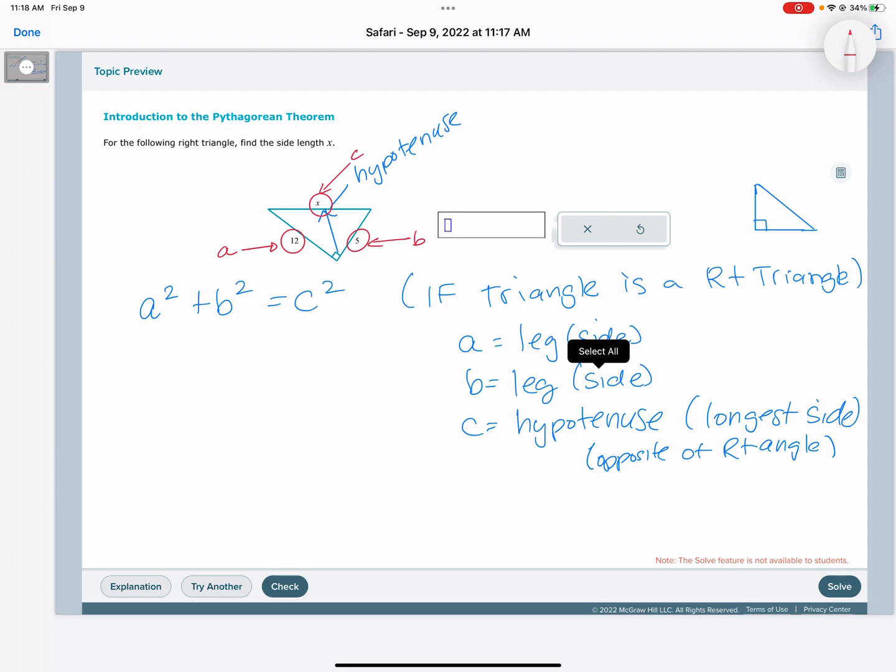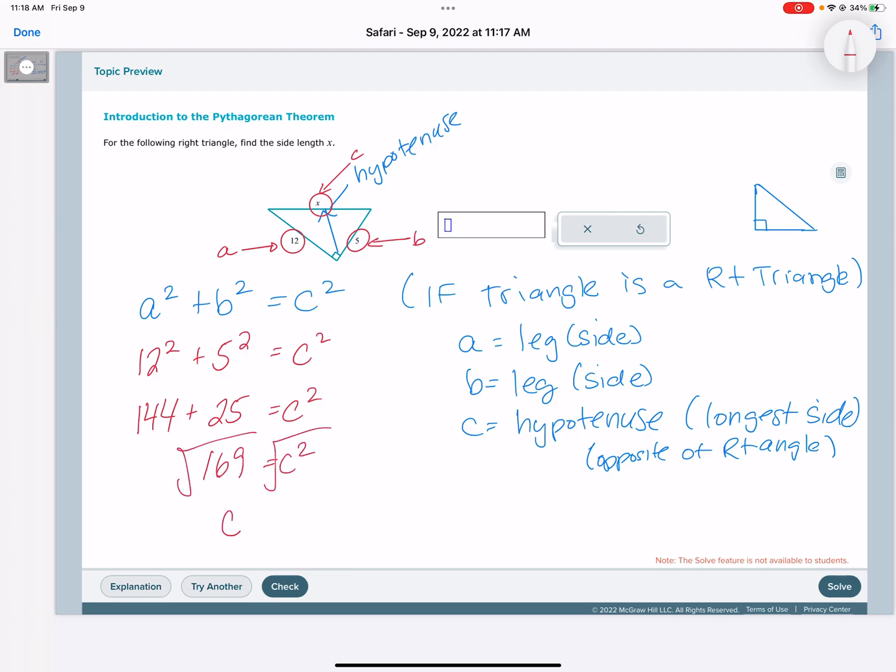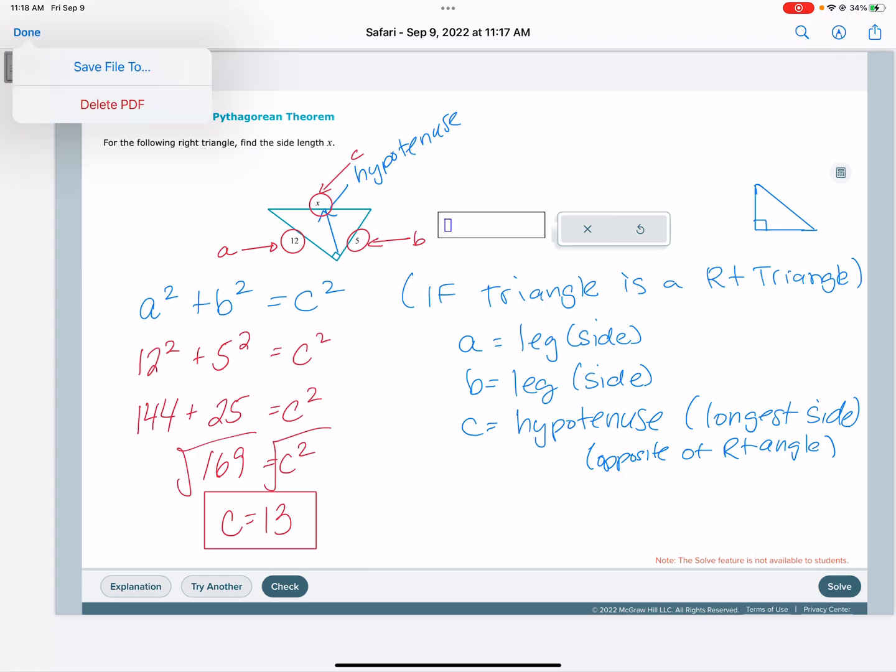So I'm going to have A squared, so that's 12 squared, plus 5 squared equals C squared. And 12 times 12 is 144. 5 times 5 is 25. 144 plus 25 is 169. And I find the square root of both sides, and I get C is equal to 13. So 13 is my answer, and that's how long my hypotenuse is.